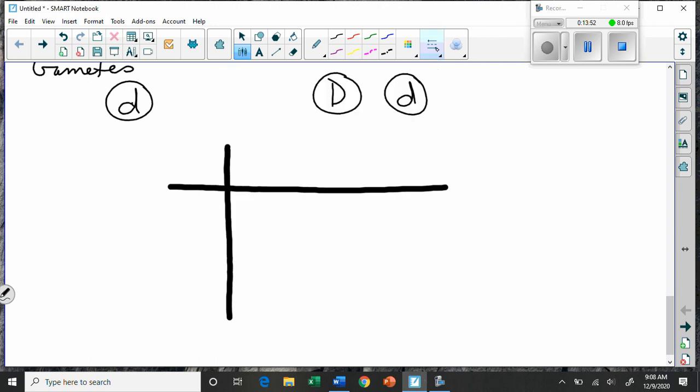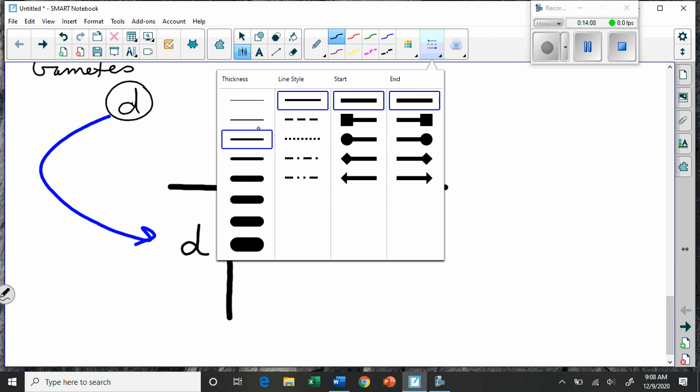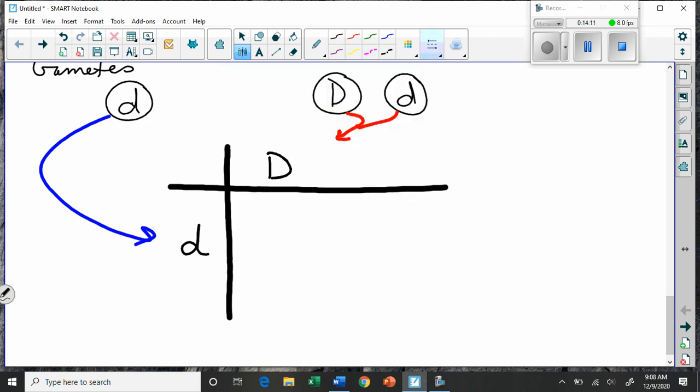And so what we have is for one parent, we only have one possible gamete, the small d, right? So that comes from here, right there. The other parent has these two possible gametes. So those two possible gametes will go here. One is a capital D and one is a small d. And I'll put a cross between them. There's no need for a cross the other way because there's only one option. Nice and simple.